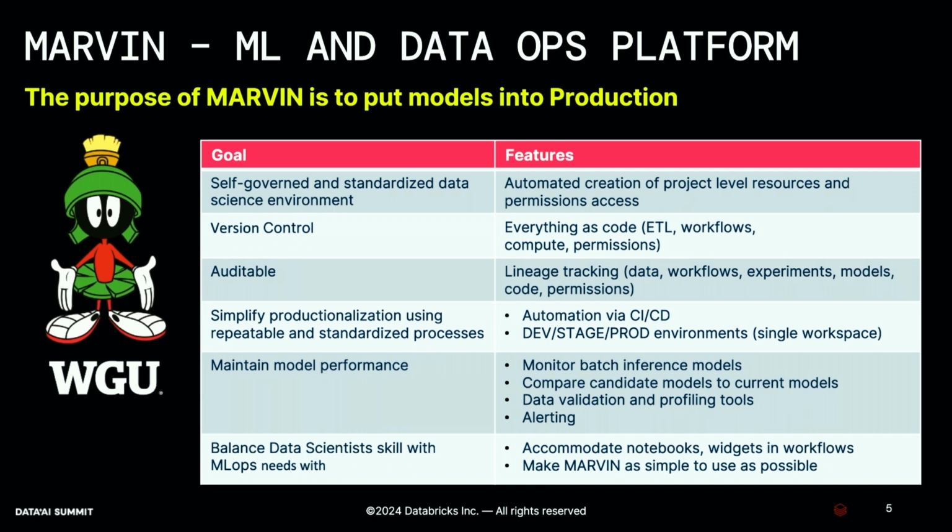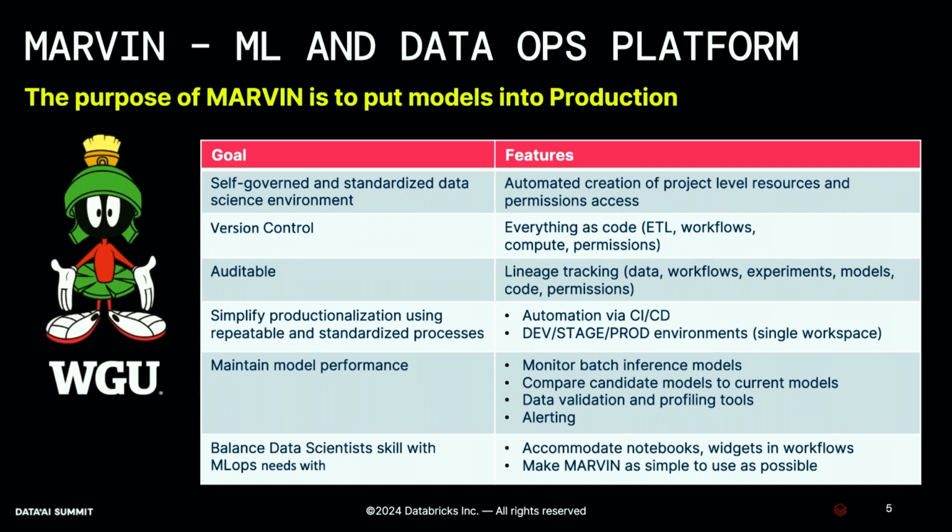We came up with this list of goals and then the features that map to these goals. We knew we wanted a self-governed and standardized data science environment. The feature for that is the automated creation of project level resources and permissions and access and things along those lines. We needed version control. Everything is code, from the workflows, the computes, the compute configurations, permissions. No point and click, everything as code.